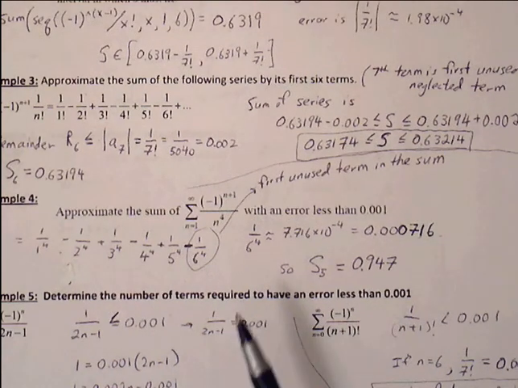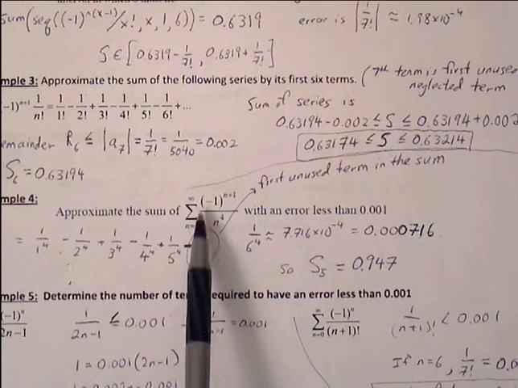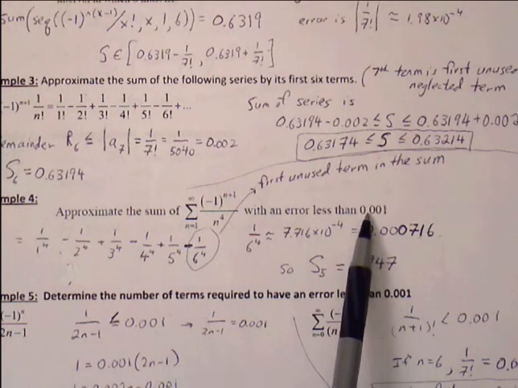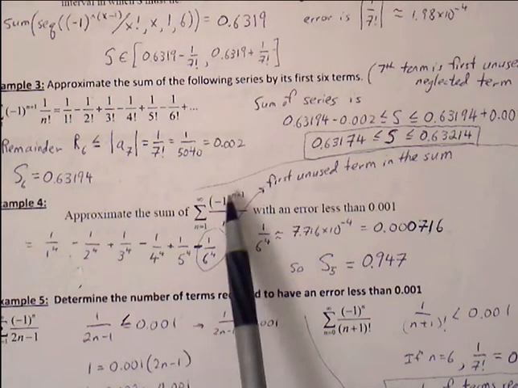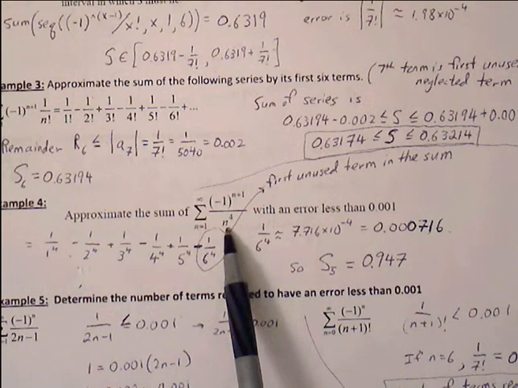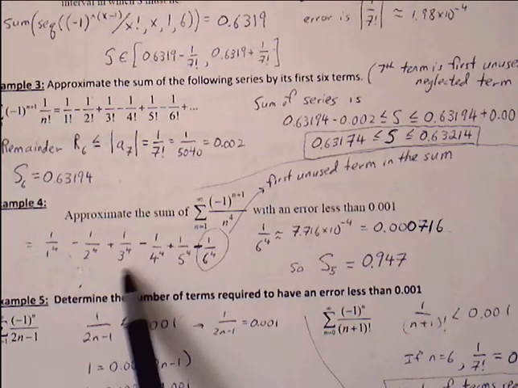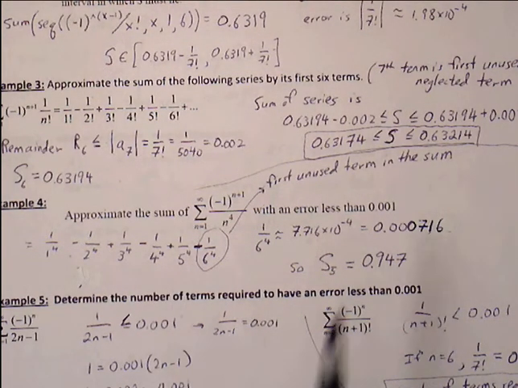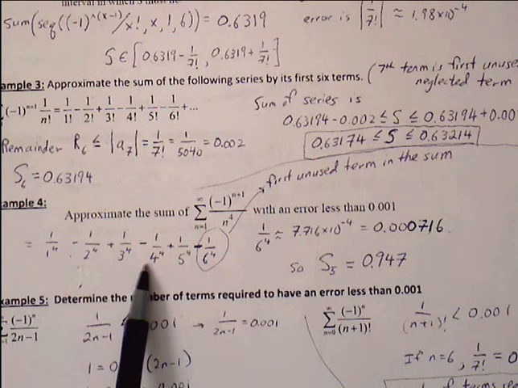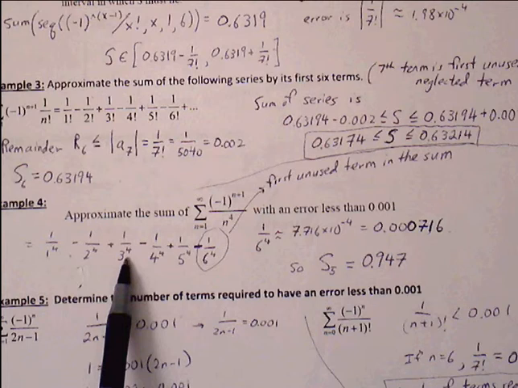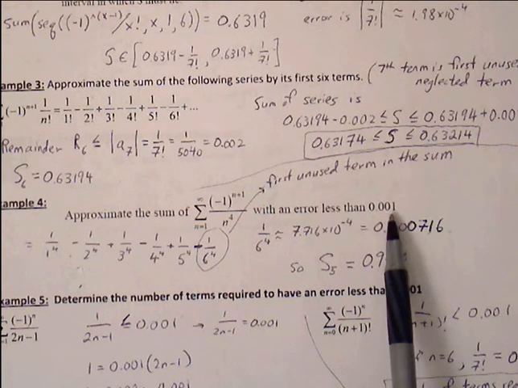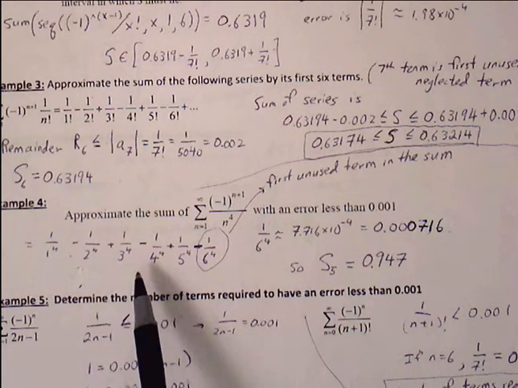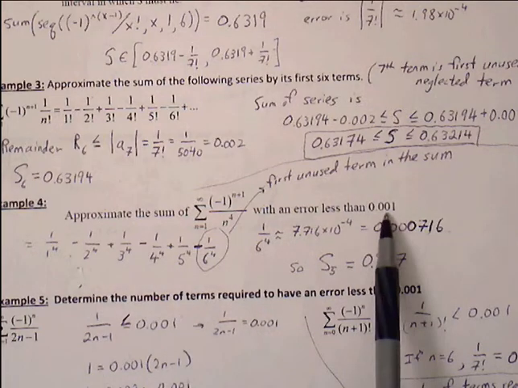Example 4: approximate the sum of our infinite alternating series with an error that is less than 0.001. If we write out the first few terms, if I plug in 1, I get 1 over 1 to the 4th. If I plug in 2, I get negative 1 over 2 to the 4th, then plus 1 over 3 to the 4th, minus 1 over 4 to the 4th, plus 1 over 5 to the 4th. If we plug these values in our calculator, we see that these values are larger than 0.001.